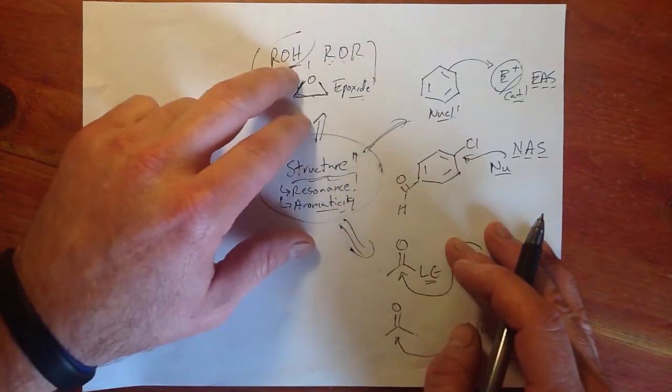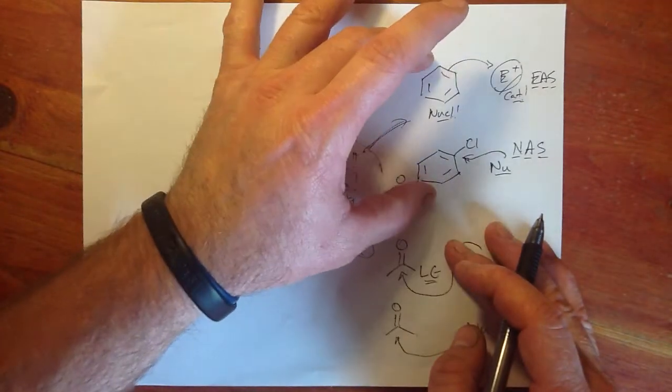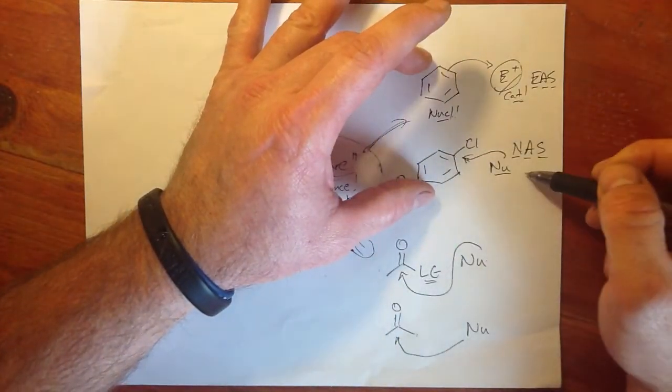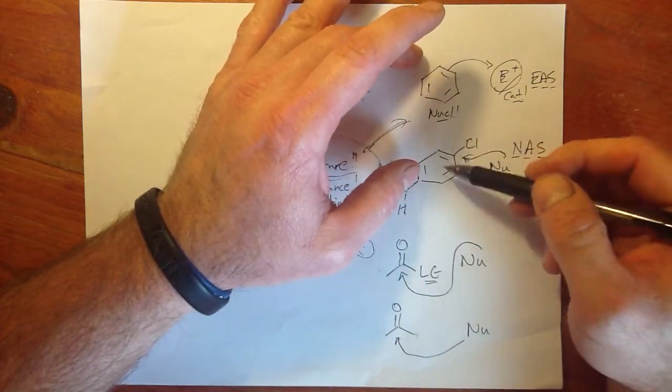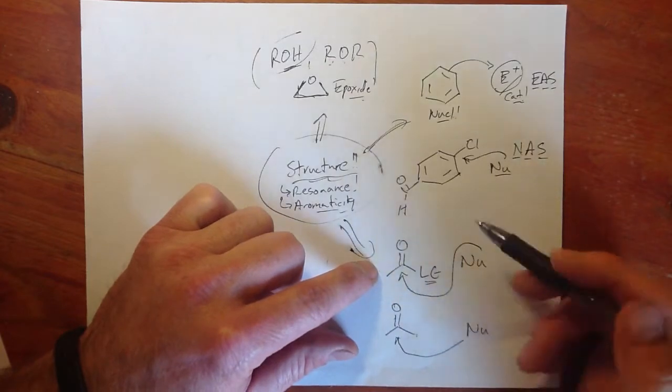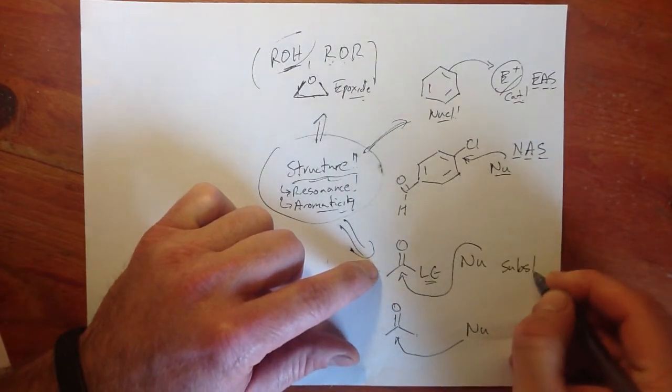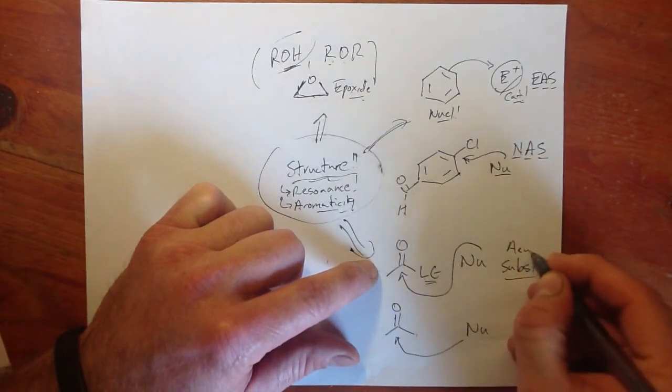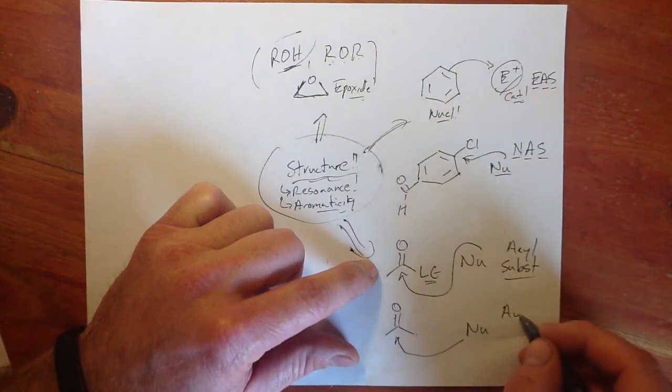So 3, alcohols, ethers, epoxides. Then we're going to head into EAS and NAS involving aromatic rings, where they're the focus, the star of the show. Then we're going to move into carbonyl chemistry, substitution chemistry, acyl substitution. This is called acyl addition.